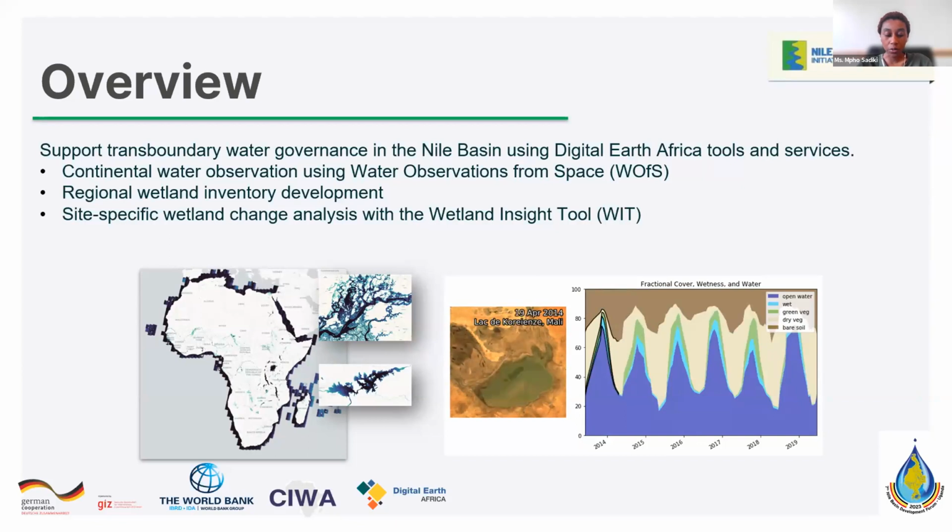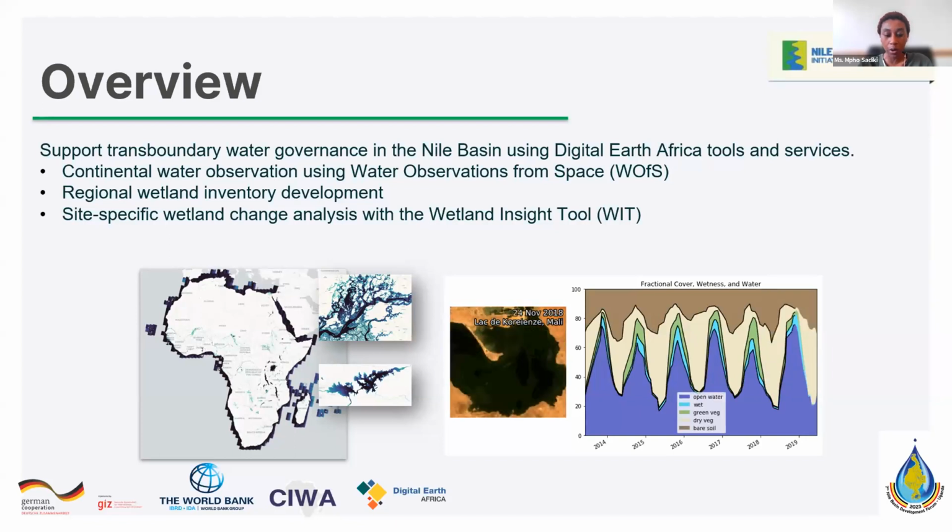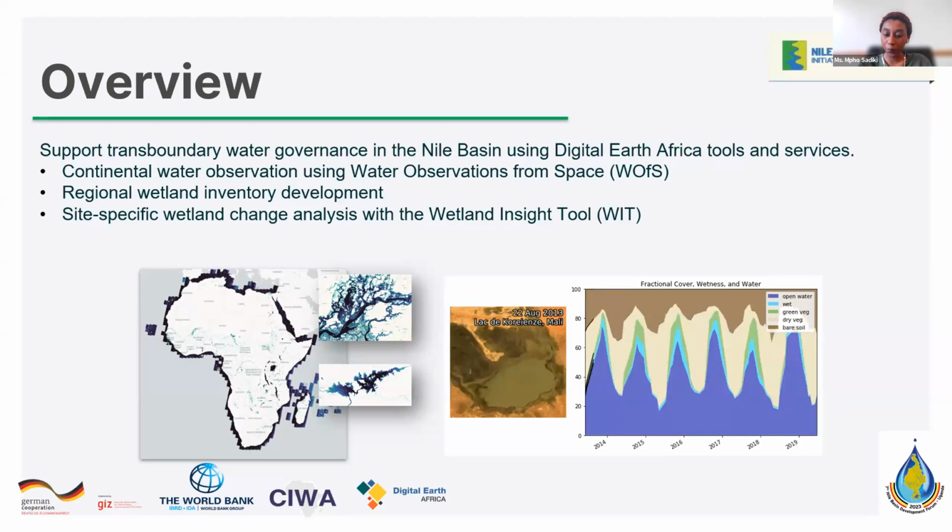We also have a regional wetland inventory that we're developing. So that would allow for either countries or regions or areas like the Nile River Basin to create an inventory of wetlands and also monitor them over time. I'll also go through a site-specific wetland change analysis tool that we call the Wetland Insight tool that will allow you to look into how a wetland is changing with time.